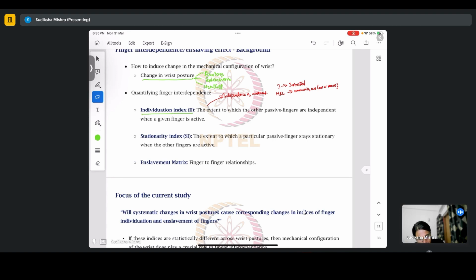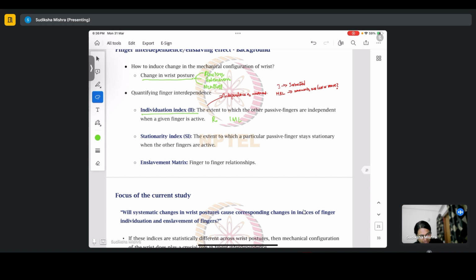The first one is the individuation index, or II, which is the extent to which other passive fingers are independent when a given finger is active. Suppose you are moving the ring finger, how little is the movement in the index, middle, and little finger. This is how independent the movement of the ring finger is as compared to the other fingers. That is the individuation index.